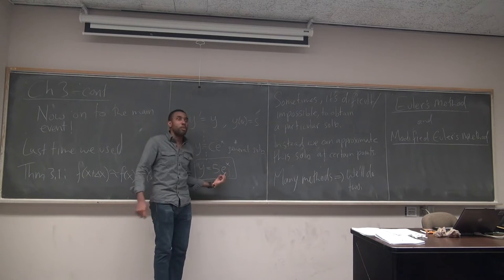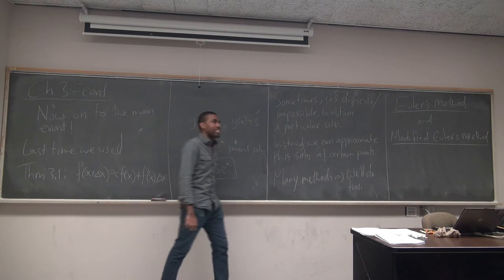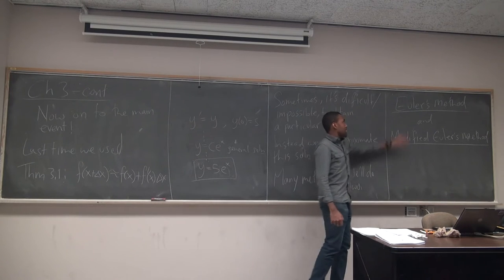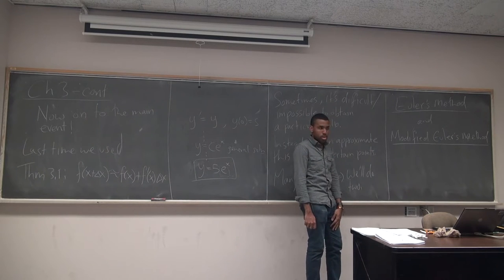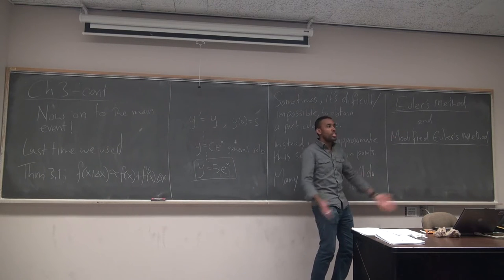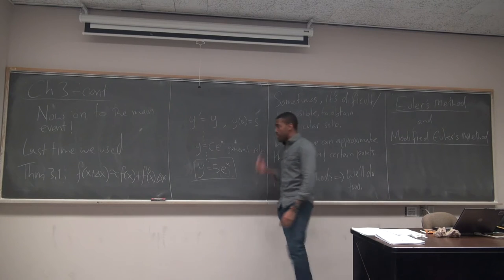He's the guy who came up with this, right? So he's a big deal, right? I see students pronounce this wrong all the time. We're gonna use Euler's method. Wrong pronunciation. It's pronounced Euler. He's a Swiss mathematician. Very important guy.